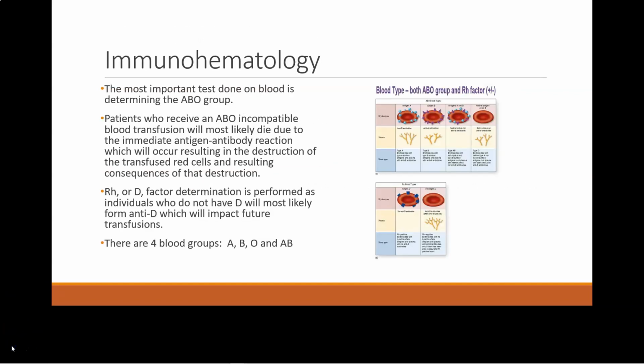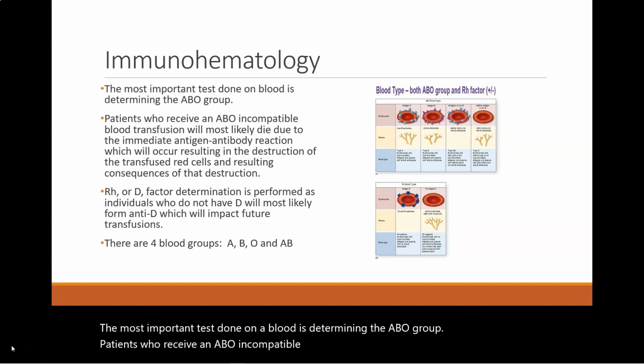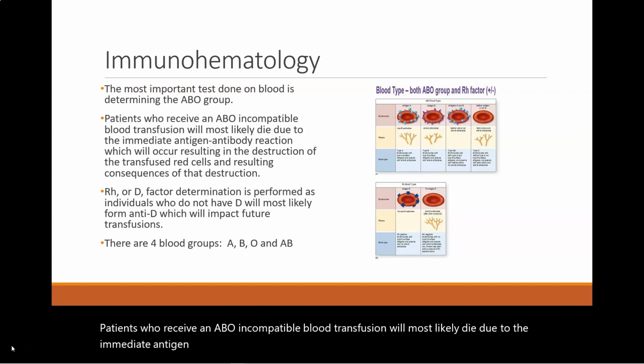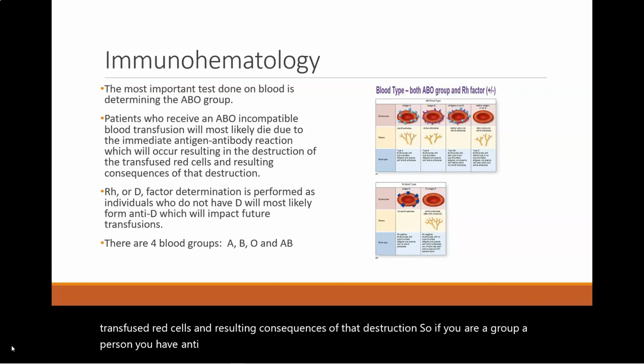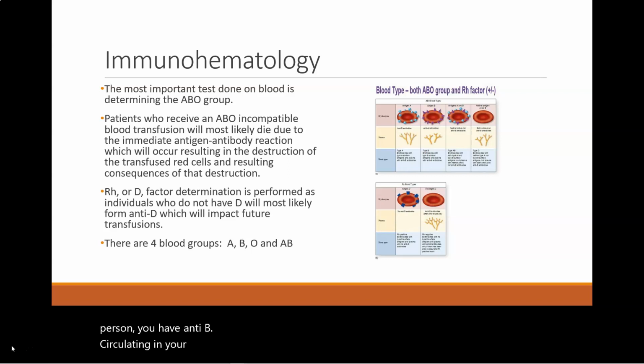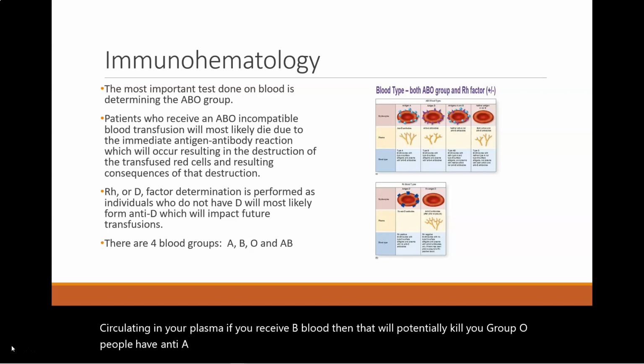The most important test done on blood is determining the ABO group. Patients who receive an ABO incompatible blood transfusion will most likely die due to the immediate antigen-antibody reaction, which will occur, resulting in the destruction of the transfused red cells and the resulting consequences of that destruction. So if you are a group A person, you have anti-B circulating in your plasma. If you receive B blood, then that will potentially kill you. Group O people have anti-A and anti-B, so the only blood group they can receive is Group O.